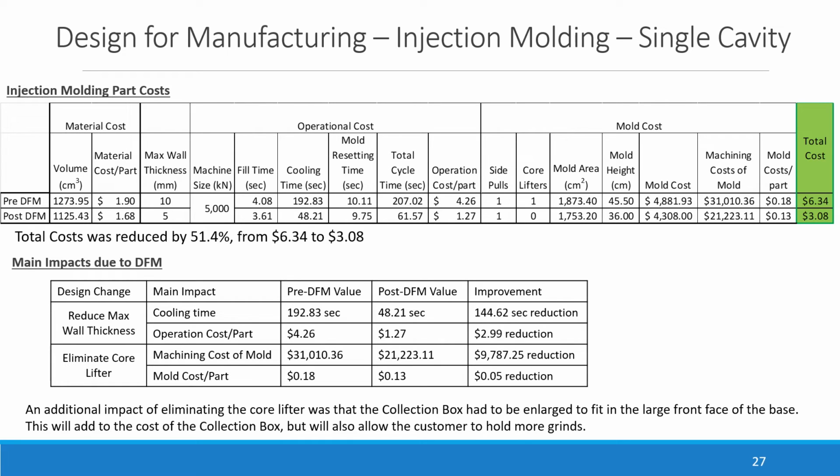And finally, the elimination of the core lifter not only significantly reduces cost and time, but it also allows the collection box to hold more coffee grinds, thereby increasing the product functionality.